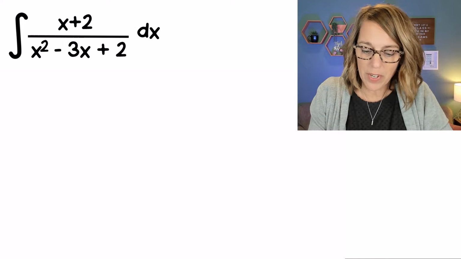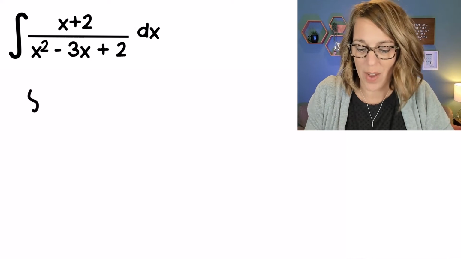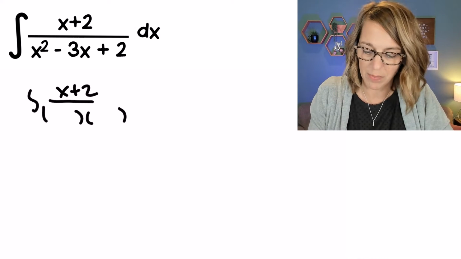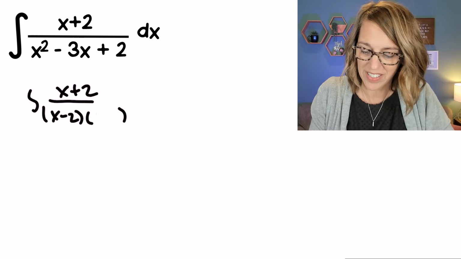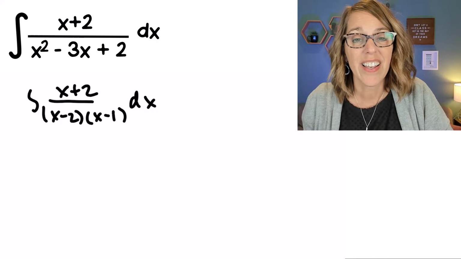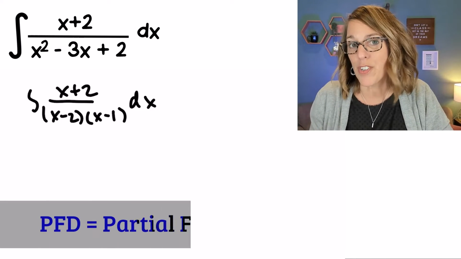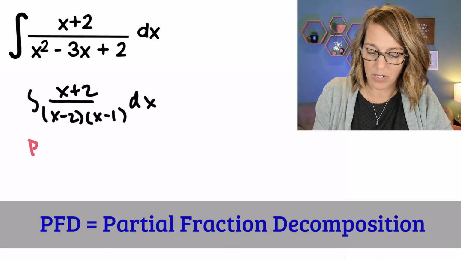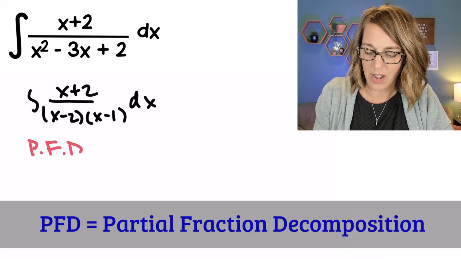The very first thing that we want to do is to factor that denominator. So I've got x plus 2 in my numerator, and that denominator factors into x minus 2, x minus 1, and of course we've got our dx. This allows me to set up my partial fraction decomposition. Now I don't feel like writing that out, so I'm going to write partial fraction decomposition.